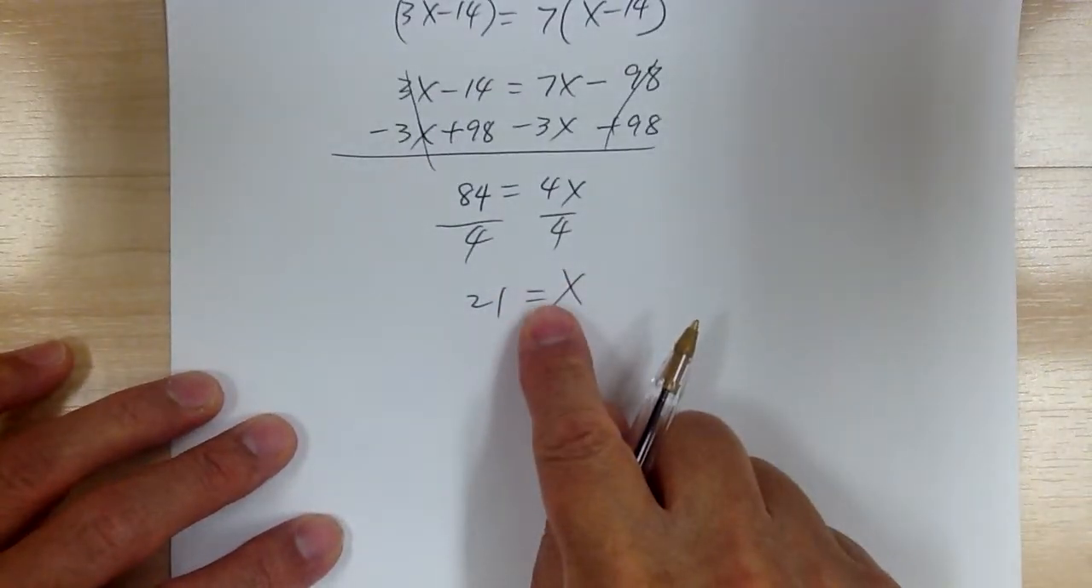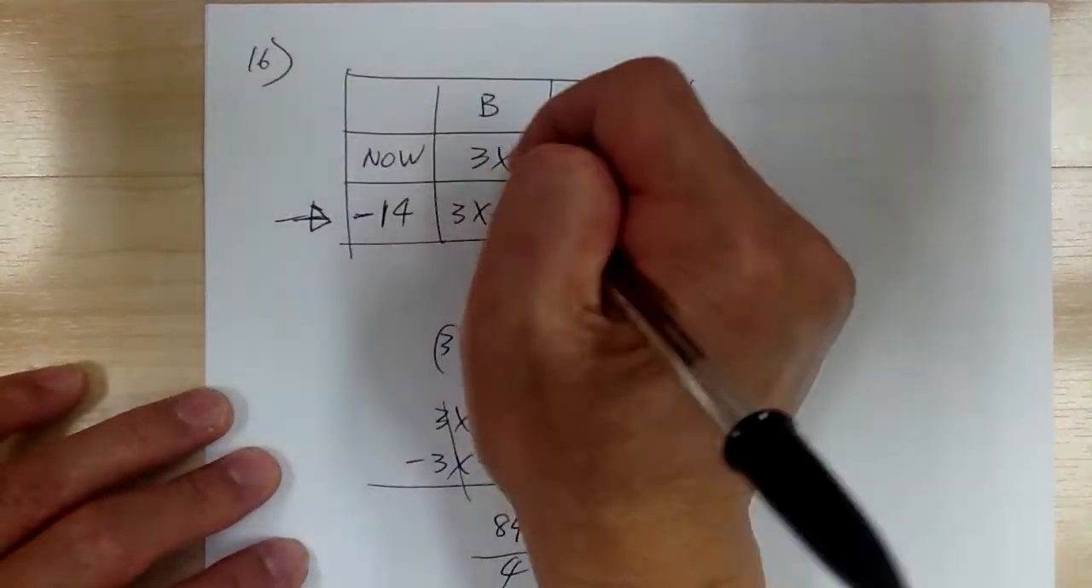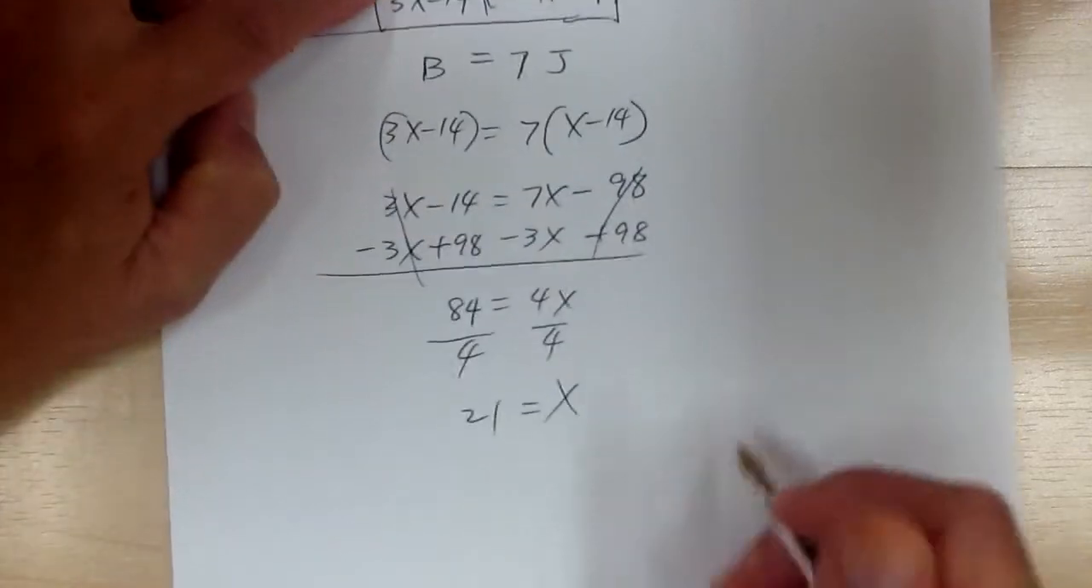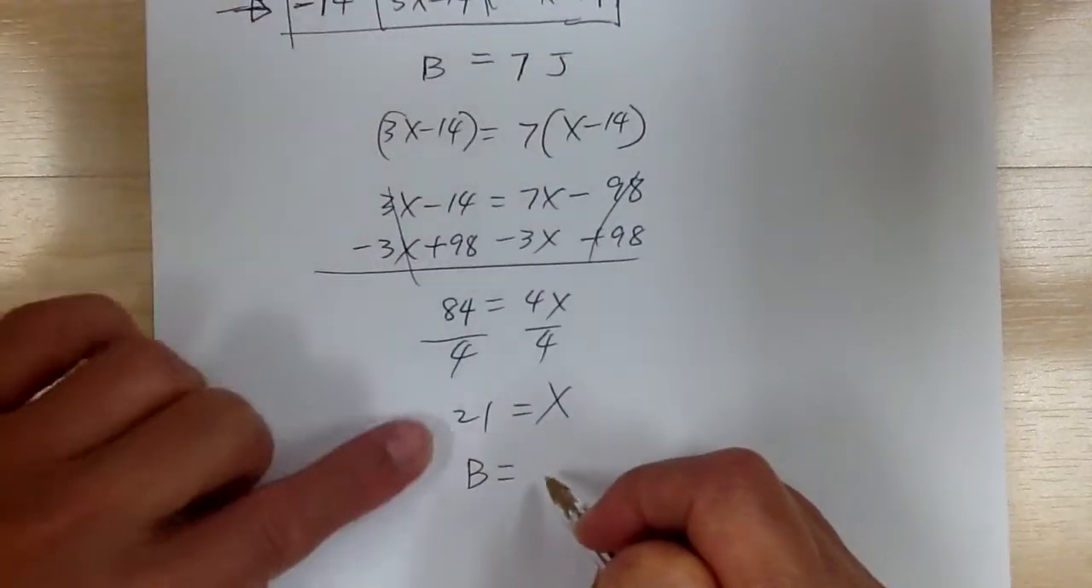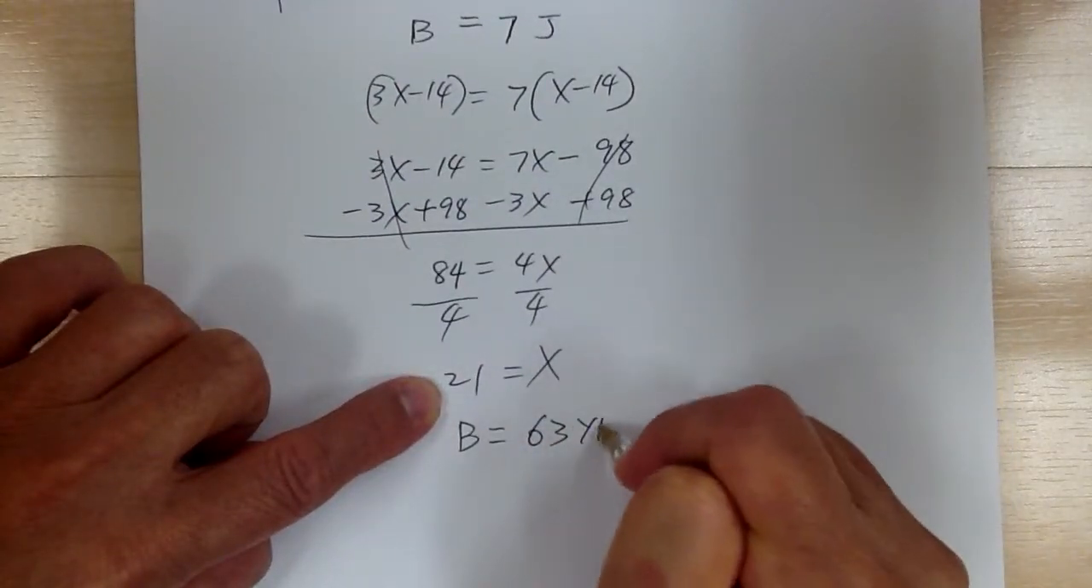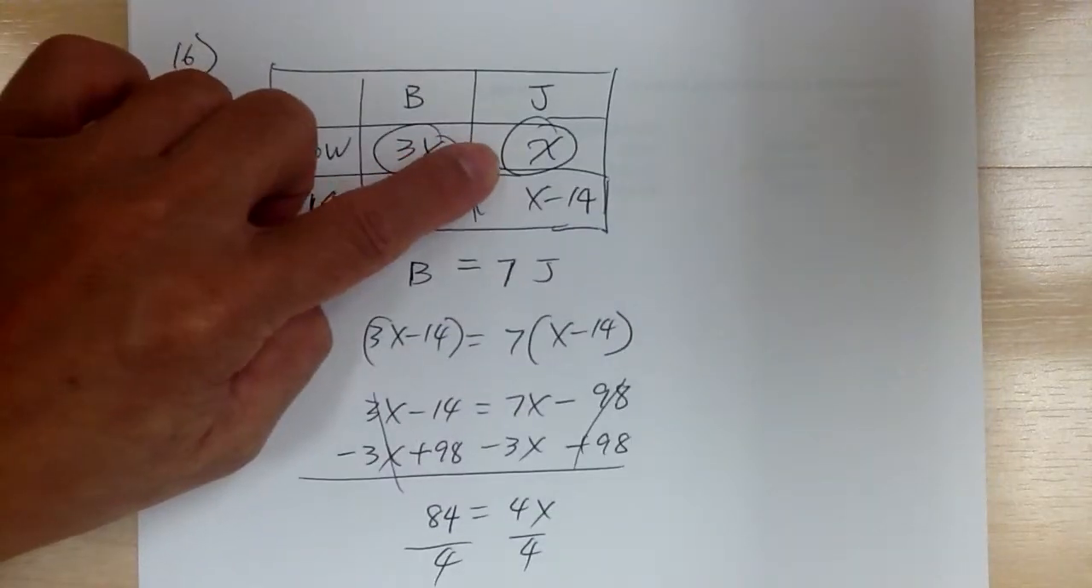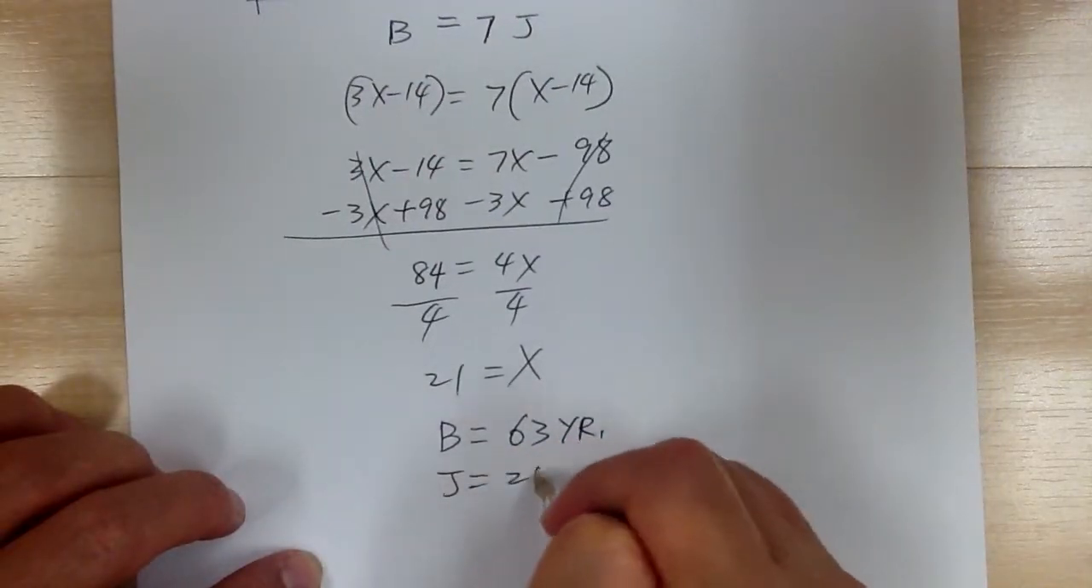So once you solve for x, go back and answer the question. It says, how old are each now? So you're looking for that. So Biller is 3x, so 3 times that gives you 63. And Janet is x, so Janet would be just equal to 21.